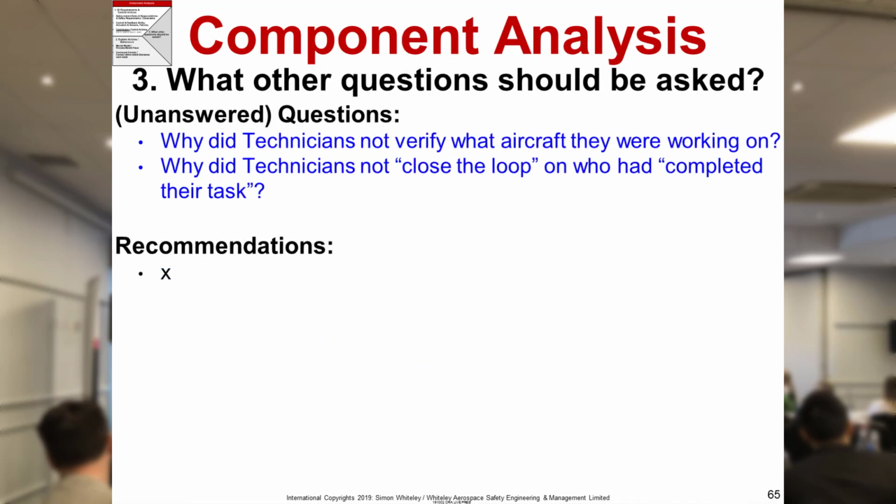So there's a couple of questions there. You've probably already alluded to these already. The first is, why did the technicians not verify what aircraft they were working on? The second is, why did the technicians not close the loop on who had effectively completed their task? Because I'm sure if you're doing a safety critical task and it's already been done, you'd like to follow up and find out, well, who's finished my job? That wasn't addressed in the investigation.